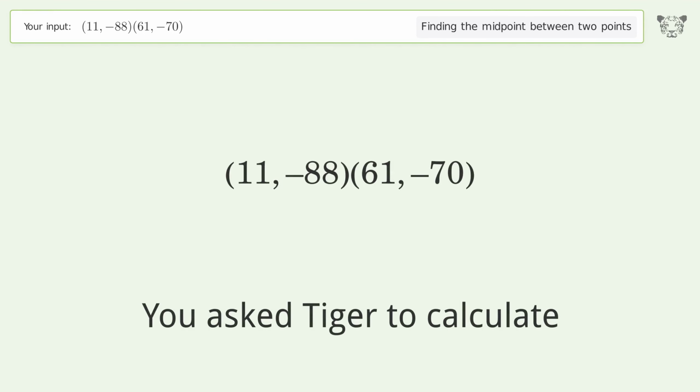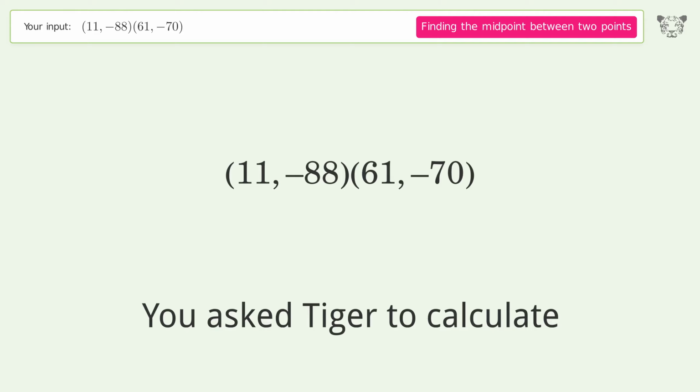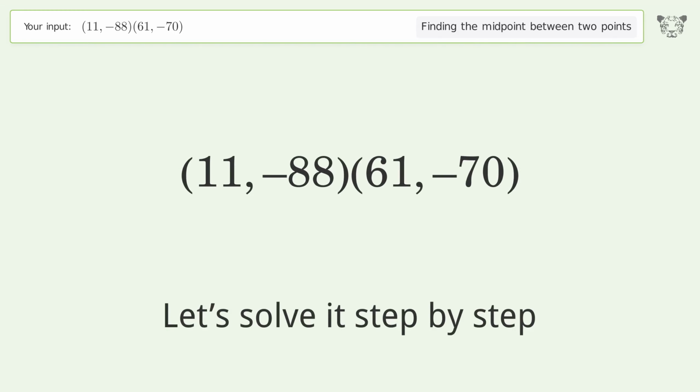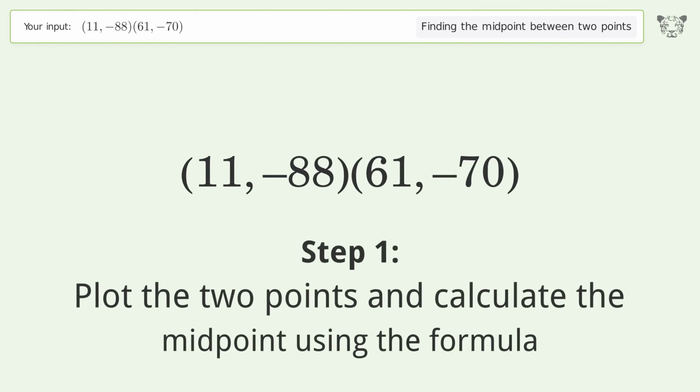You ask Tiger to calculate. This deals with finding the midpoint between 2 points. The midpoint between the 2 points is 36, -79. Let's solve it step by step. Plot the 2 points and calculate the midpoint using the formula.